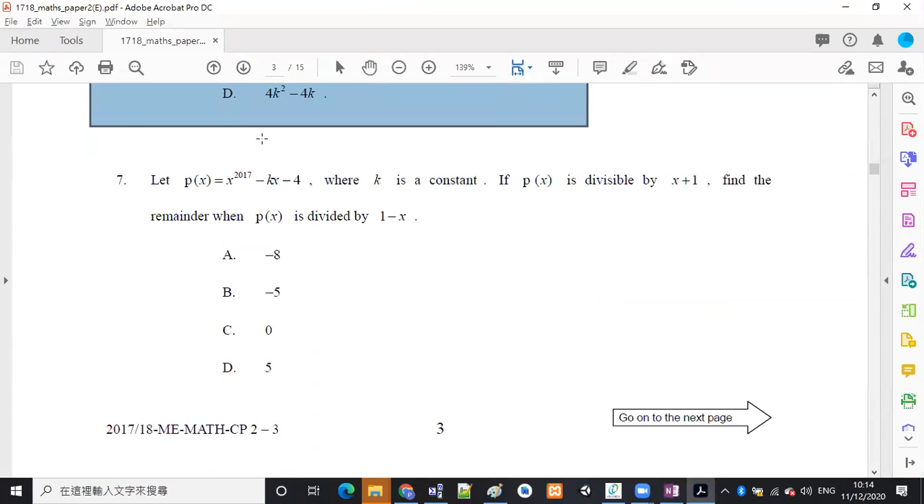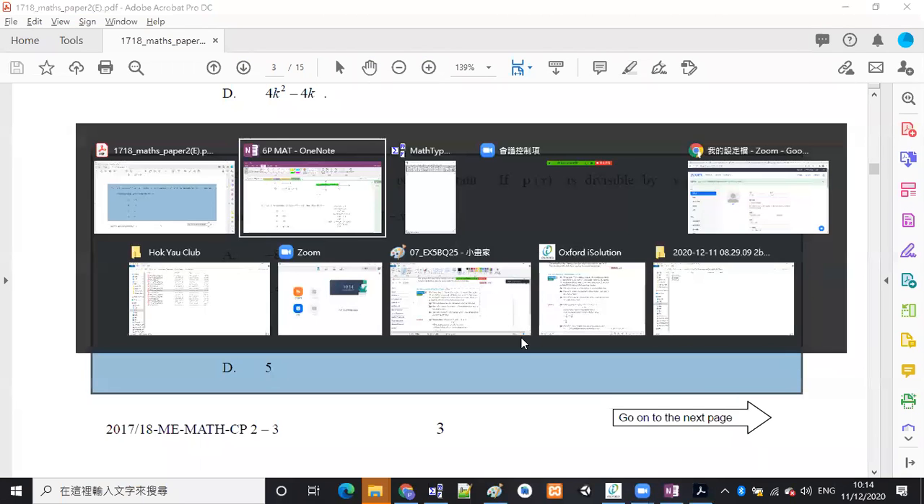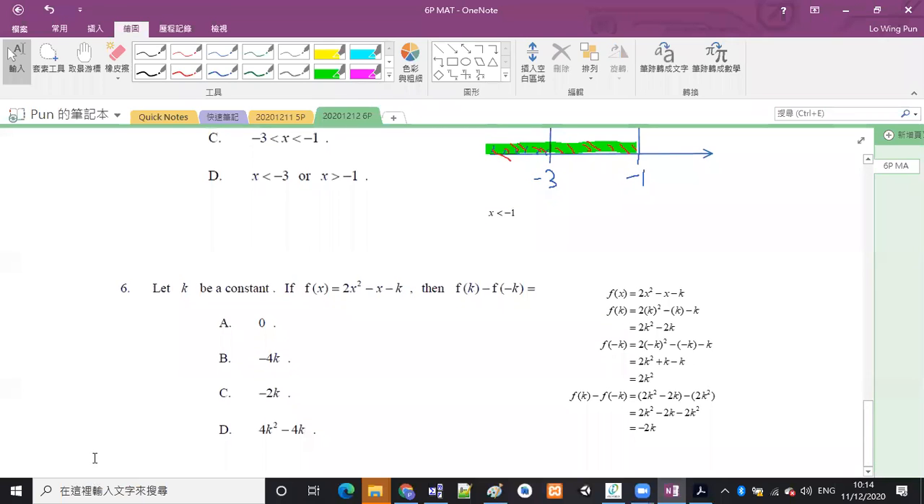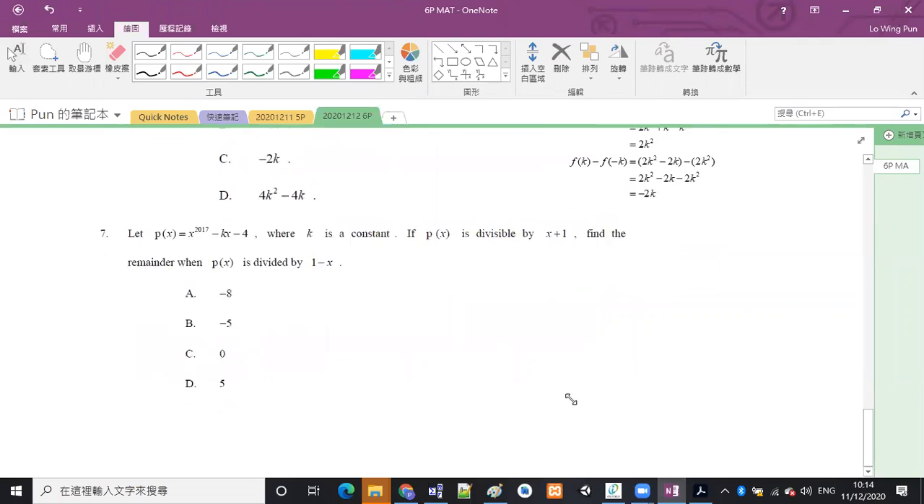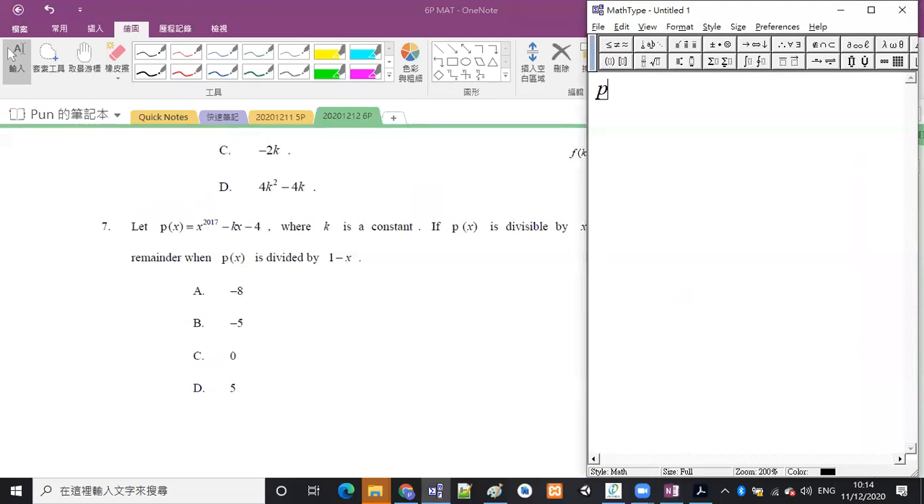Number 7. Let p(x) be a function like this. p(x) is equal to x to the power 2017, and then minus kx minus 4, where k is a constant.